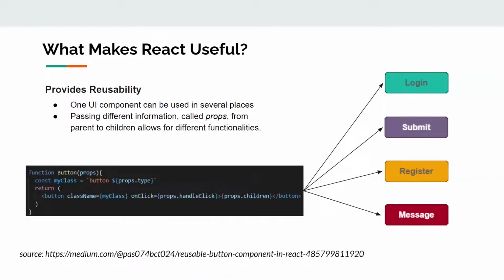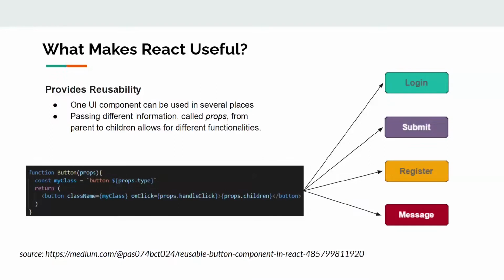So another thing that makes React useful is its emphasis on reusability. And what is reusability? Essentially, it's when one can take the same code and use it again and again to make their life easier. In this case, React uses its UI components, which can be used in several places over and over again. Passing different information called props, short for properties, from parents to children, allows this code to have different functionalities.